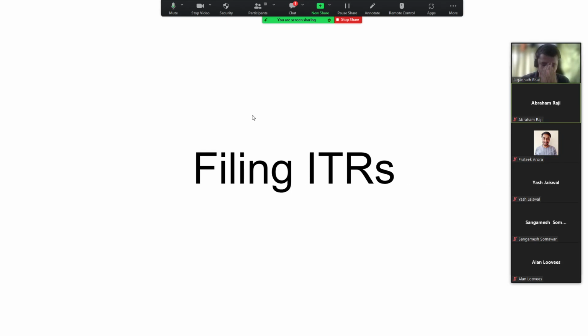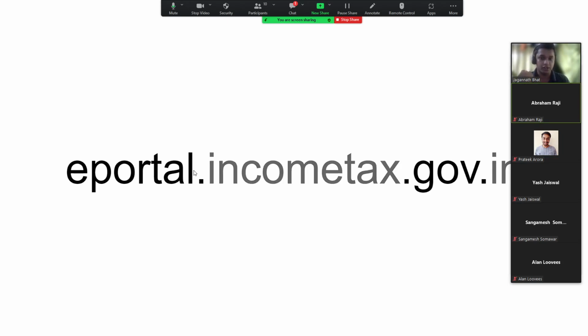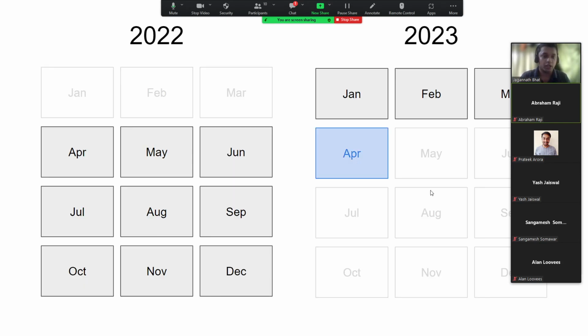So when you're filing an ITR, the window for filing opens in April of a financial year. April is the start of the financial year, so the window for filing an ITR starts in April, and you can go to this website, eportal.incometax.gov.in, to file the income tax yourself. Earlier, you had to go through a CA to do that, but nowadays you can do it yourself and you can do it online. It's very easy. I've done it before, but you have to make all these calculations. But the filing and so on, they have made the website better and it's much easier to do. And you have to do that in April.